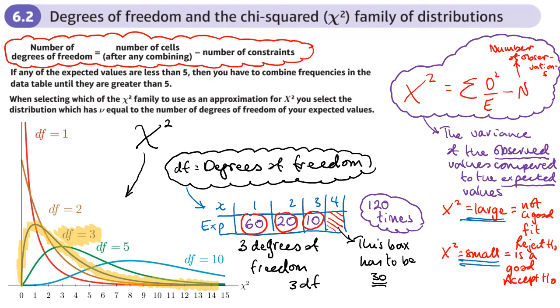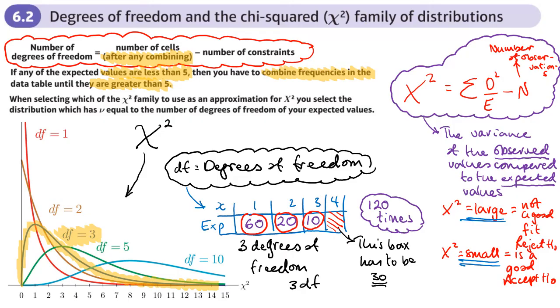Now, what does it mean by after combining? Well, it may be that our expected frequency is less than 5. If we have any expected frequencies or values that are less than 5, we have to combine those boxes in the table until they are greater than 5. So that's what this after combining means. Any cells where the expected frequency is less than 5, we have to basically clump them all together.